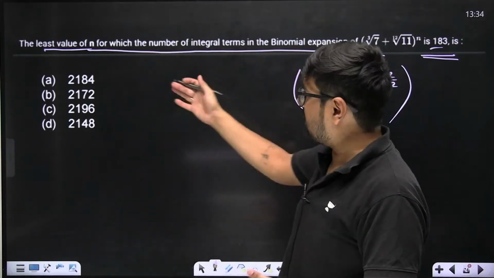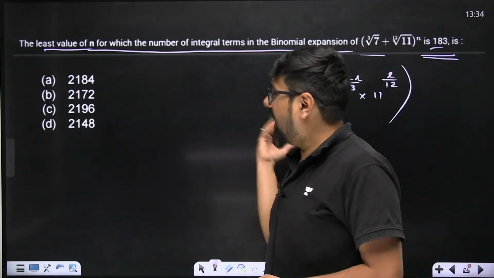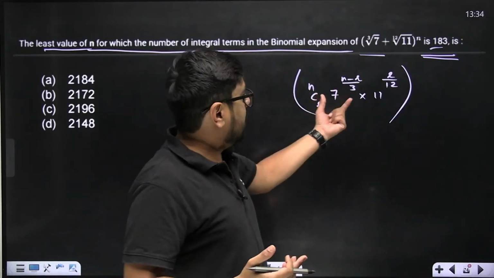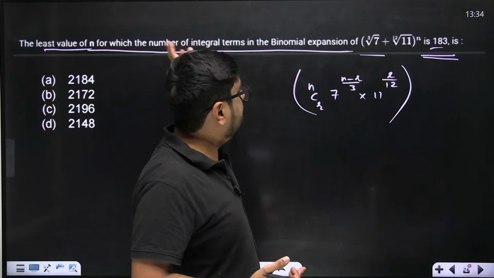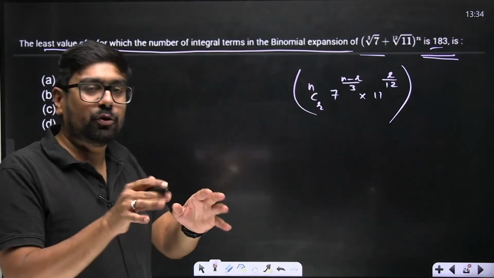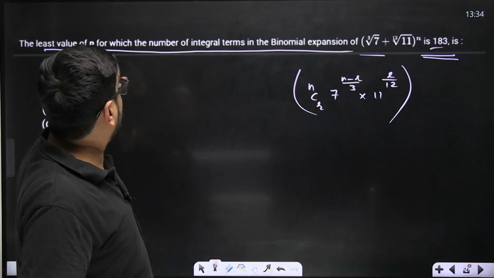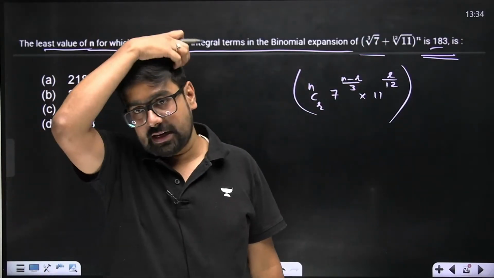If it is a small expansion, you can find the sum also, or otherwise for the number of terms, you can simply find how many multiples of 12 there are for r between 0 and n, if n was given to you. But here they are asking what should be the least value of n so that the number of integral terms is equal to 183. How to approach this type of question?